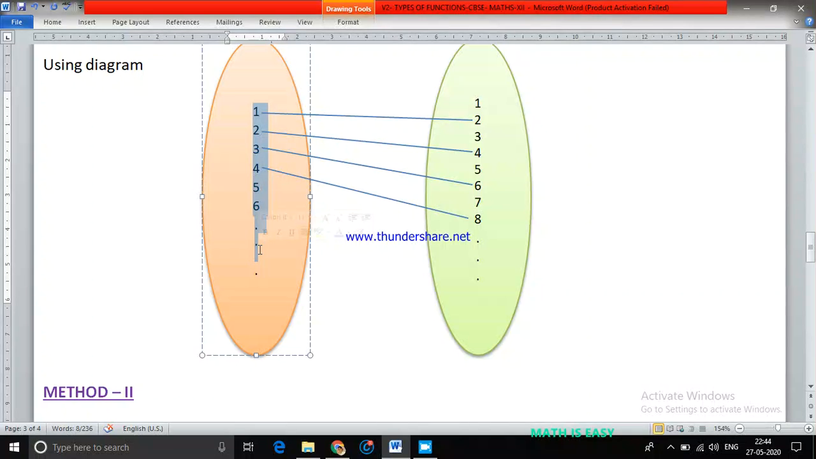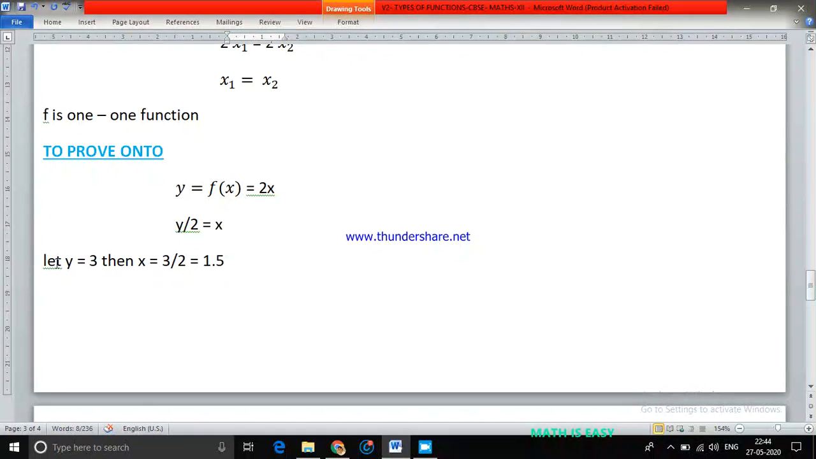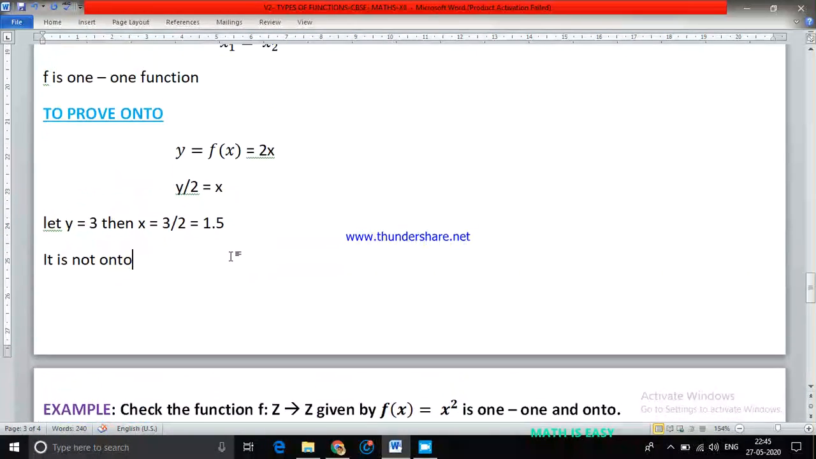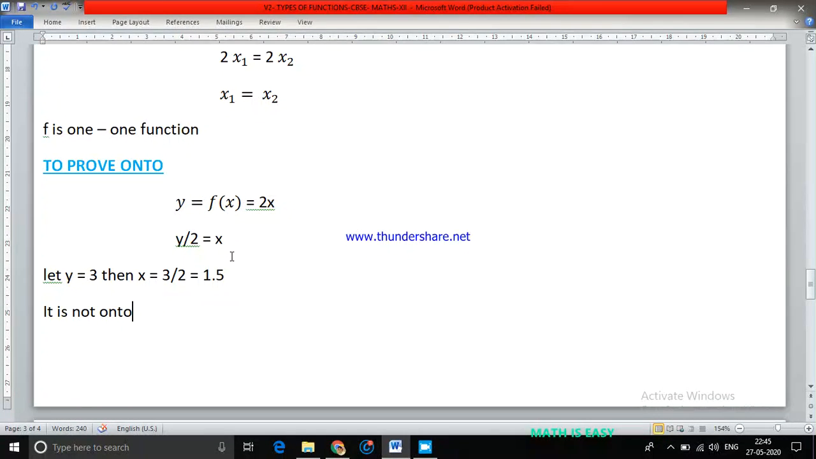1.5 does not belong to natural numbers. So that means there is a Y value I find out, but there is no corresponding X value. Understood? Hence, it is not onto. You can take any Y value, you can take 1, you can take 5. So you have to think about the question and answer at that particular moment, what value I have to consider. Is that clear? So you take any odd number as Y value, the corresponding X value you won't get.